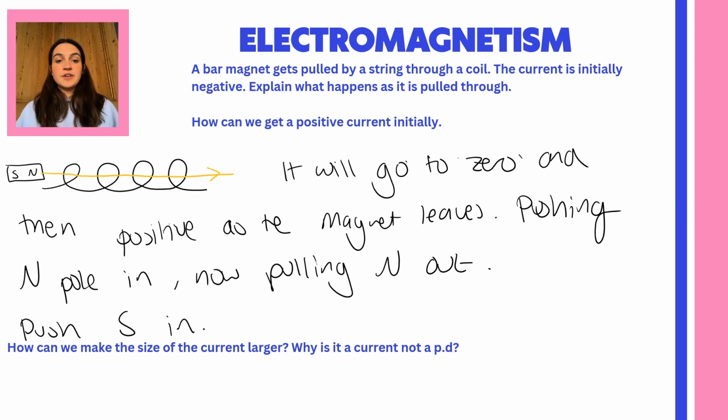How can I get a positive current initially? Swap the poles around, so push the South Pole in initially here. How can we make the size of the current larger? Why is it a current, not a potential difference?